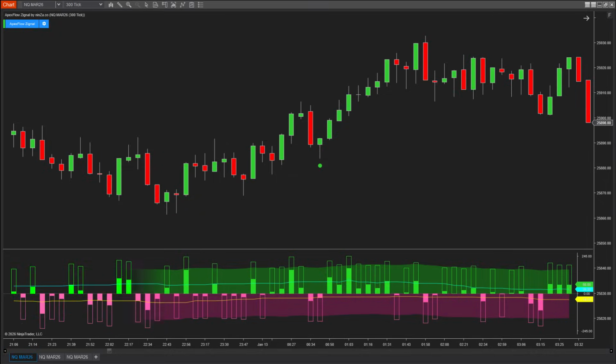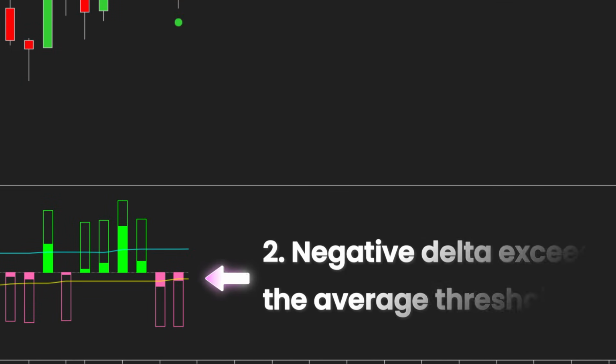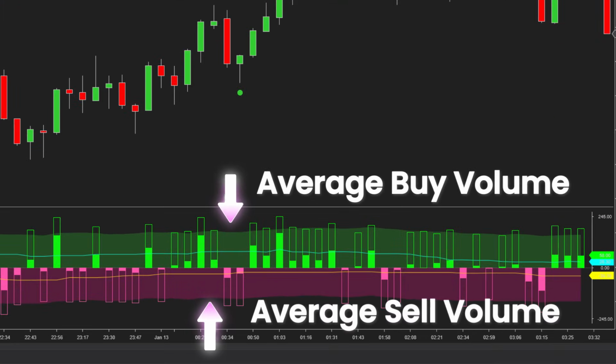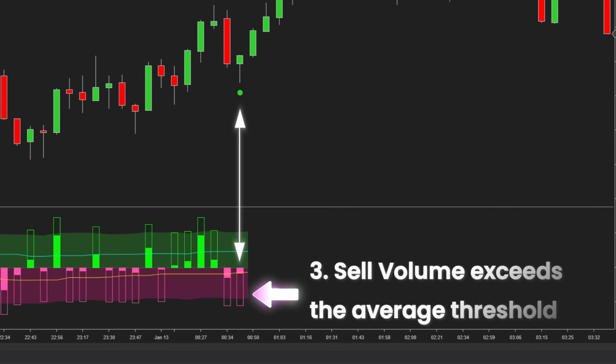So based on all the information we've just covered, we can clearly see that this absorption candle has now satisfied the second condition. The negative delta has exceeded the average negative delta threshold. Similarly, when we look at the average buy and sell volume thresholds, we can clearly see that the sell volume of this absorption candle has also exceeded the average sell volume threshold.